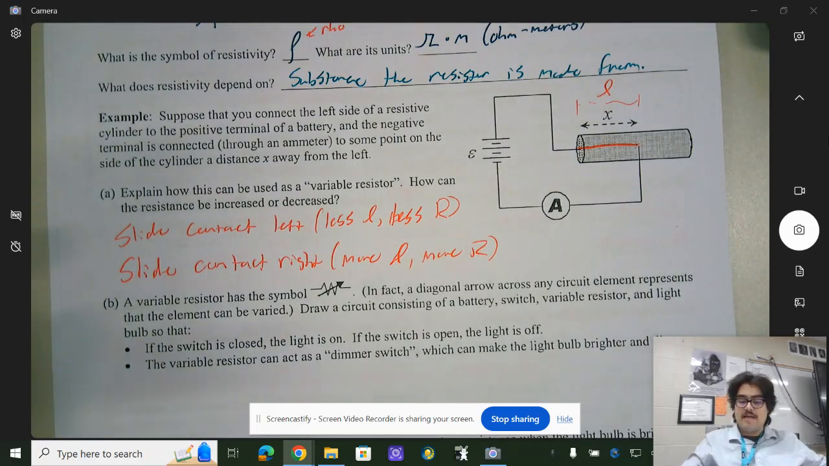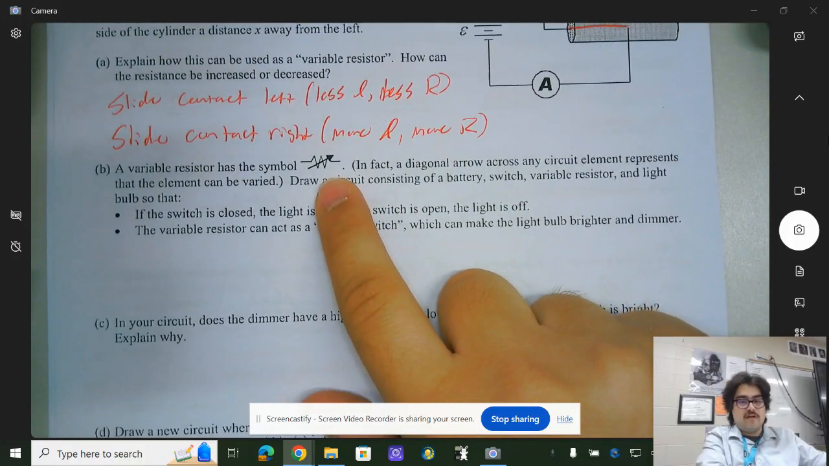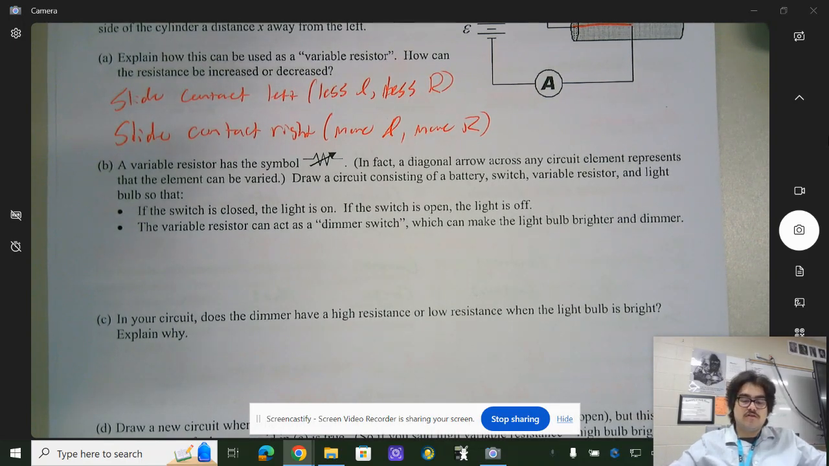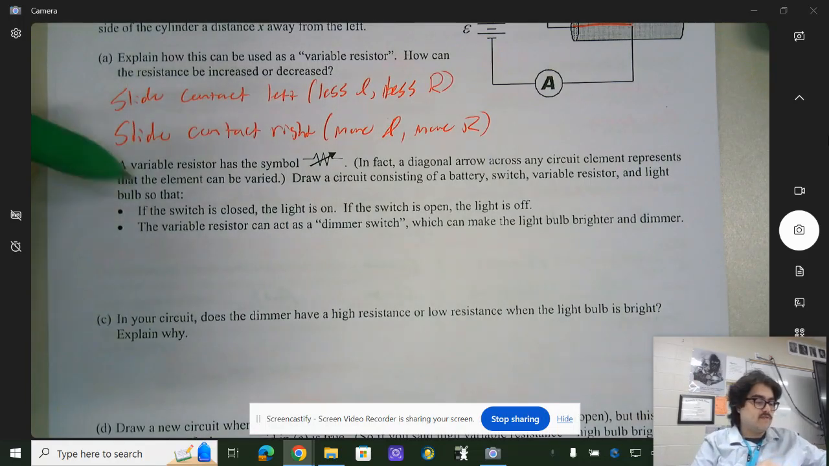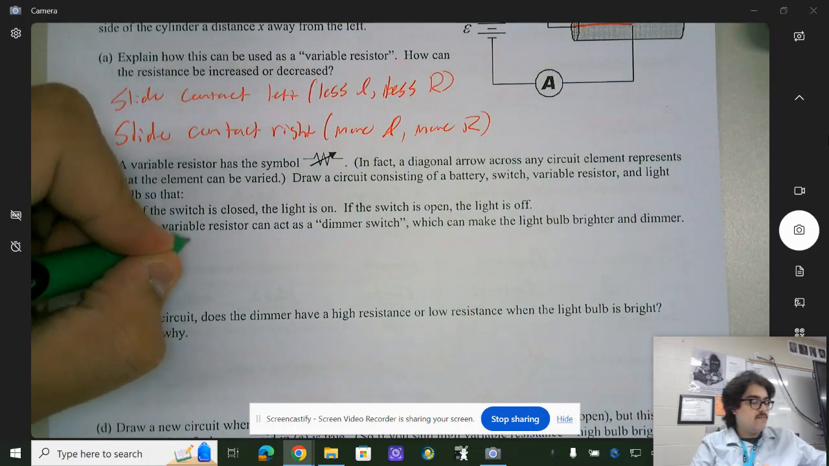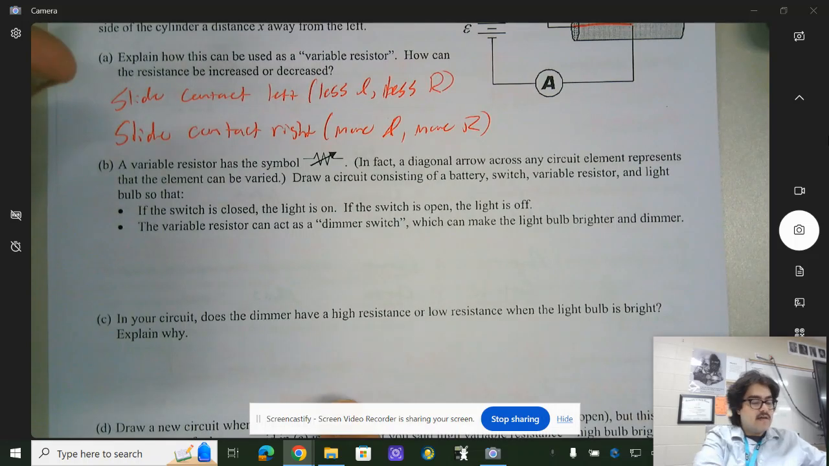Part B says, this is the symbol for a variable resistor. If you see a diagonal arrow across any circuit element, it means that you can vary it. So we're going to draw a circuit with a battery, switch, variable resistor, and a light bulb, and it needs to meet these parameters. If the switch is closed, lights on. If the switch is open, lights off. The variable resistor can act as a dimmer switch, so we can make the light bulb dimmer or brighter.